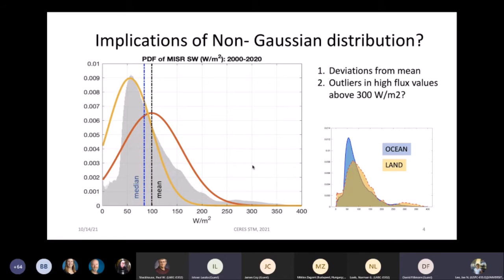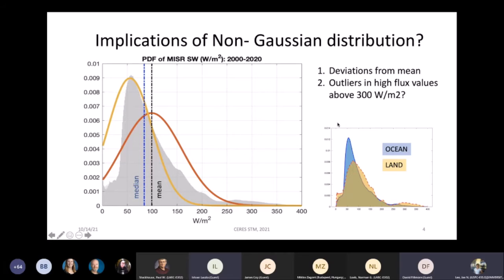This is a schematic of the MISR shortwave flux PDF with 2 hypothetical normal distribution curves. The red curve is a normal distribution with the same mean and standard deviation as the MISR shortwave flux, and the yellow curve is a hypothetical normal curve with the mean at the maximum population of the flux. Those 2 curves are mimicking the global distribution of shortwave flux over ocean and land.